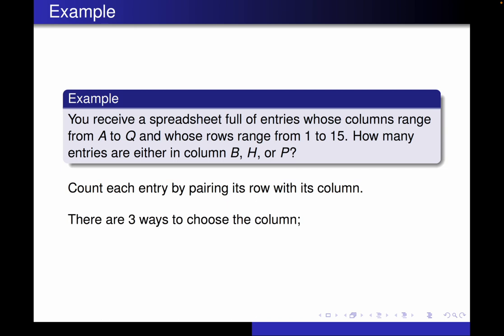So as I mentioned, there are 3 ways to choose the column. Each column has 15 rows, which means there are 3 times 15, 45 entries. Again, the same answer that we got before, we just happen to get it in a slightly different way.